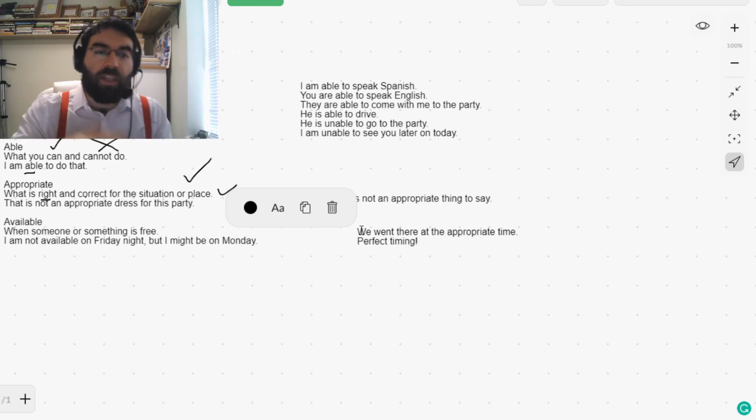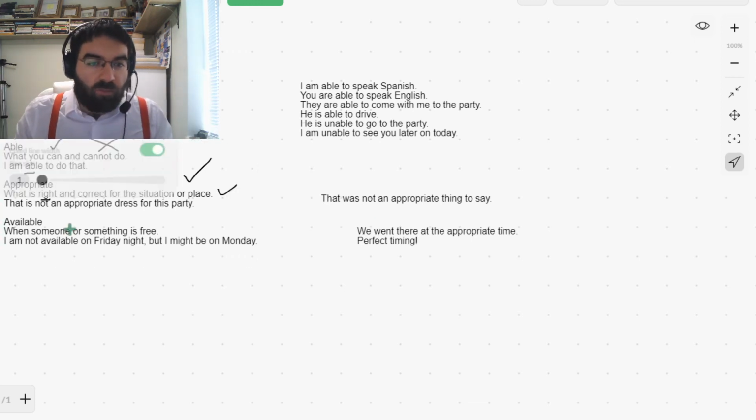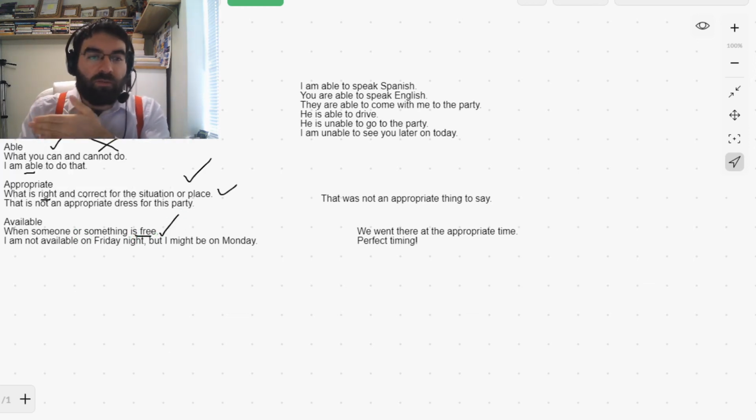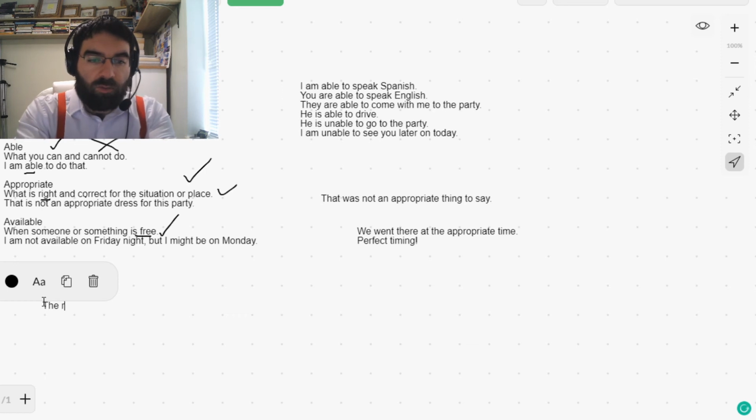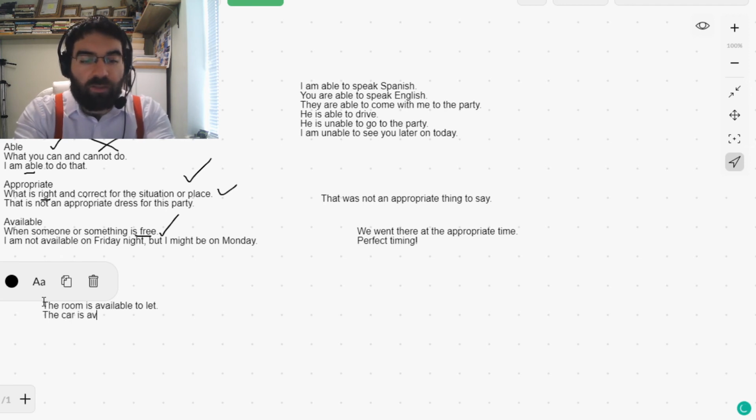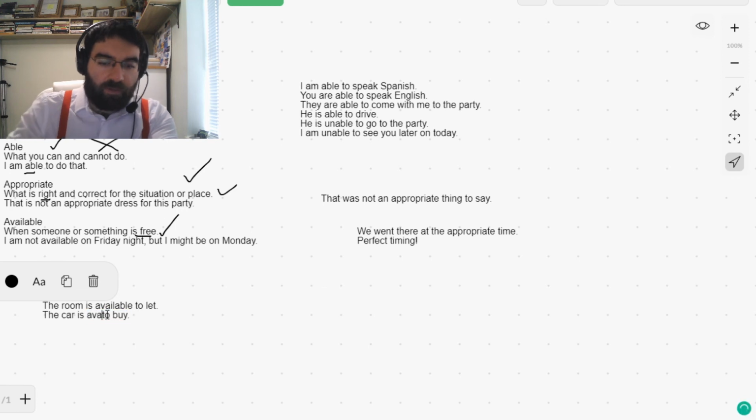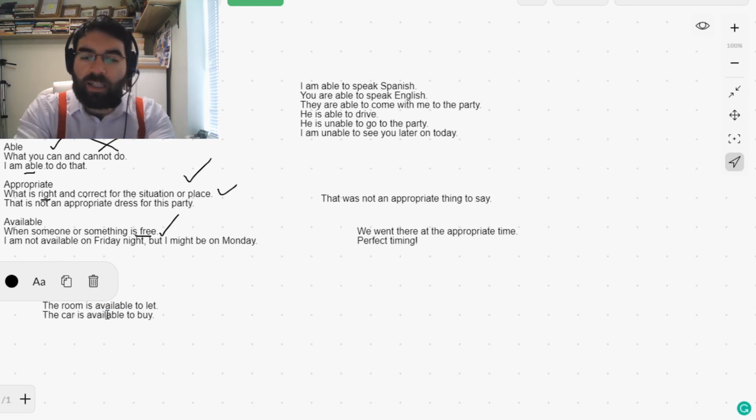Yes. And available. When someone or something is free. So the room is available to let. The room is available to let. Yes. The car is available to buy. Yes. How cool is that?